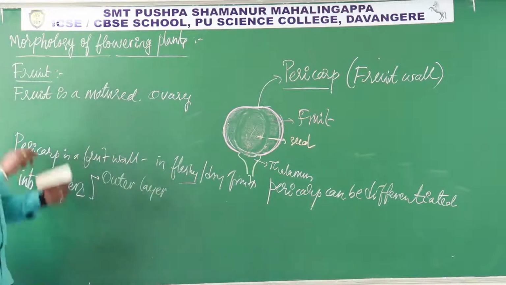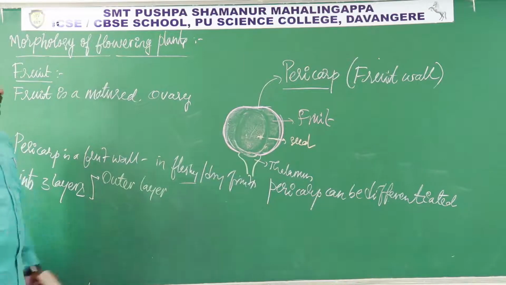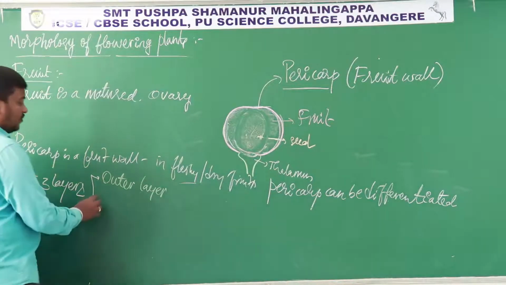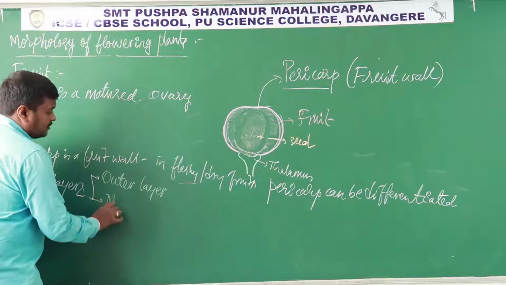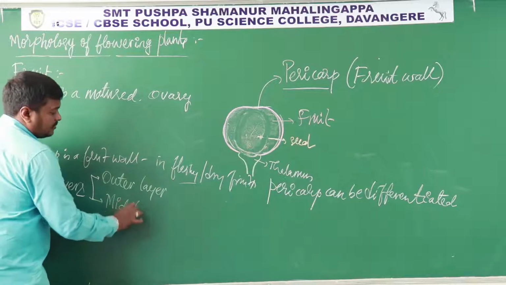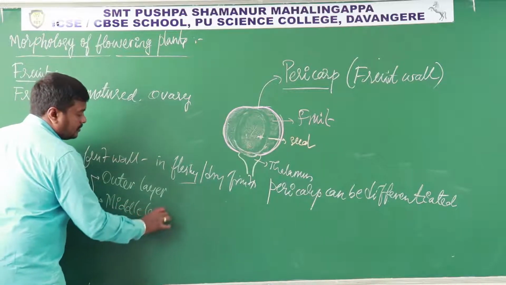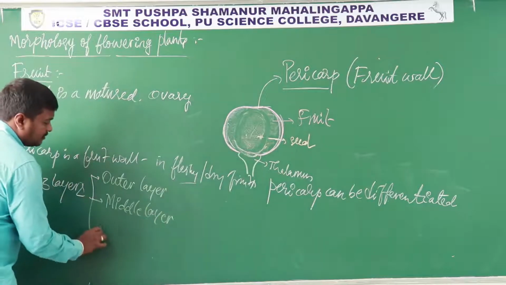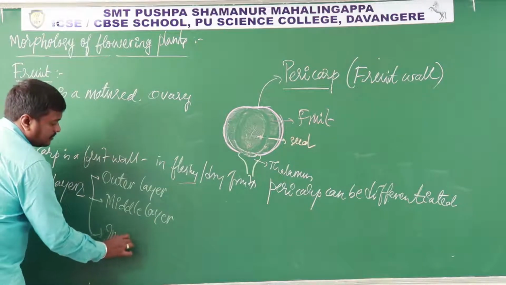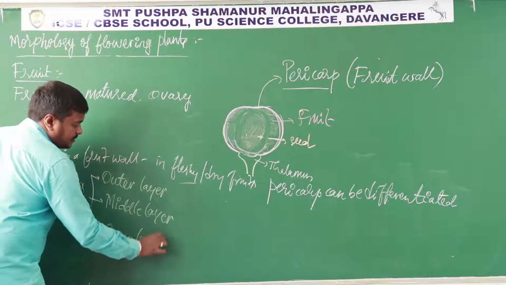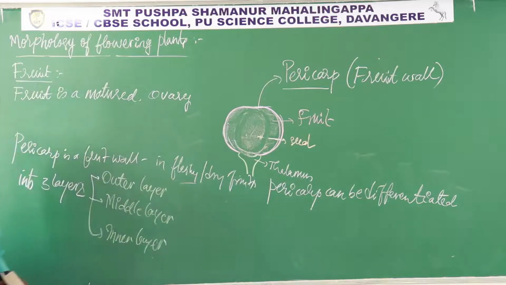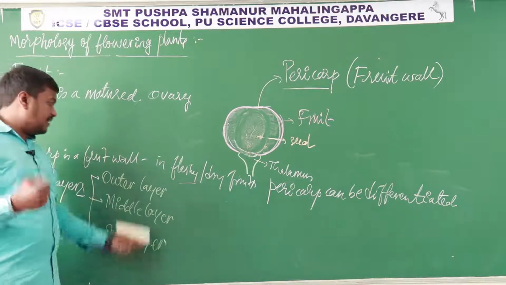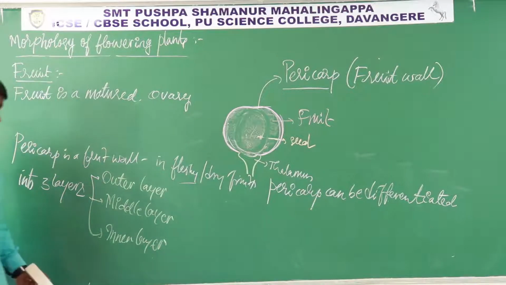The outer layer, that is the part surrounding the seed, can be divided into 3 layers: outer layer, middle layer and inner layer. So it has 3 layers. Pericarp can be divided into 3 layers like outer layer, middle layer and inner layer.